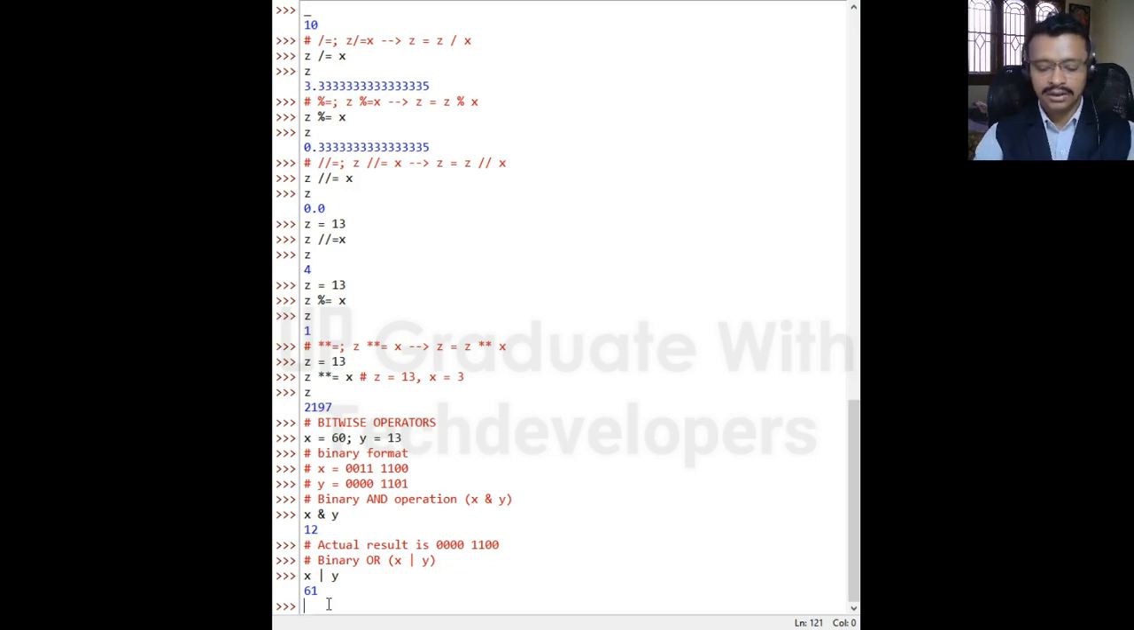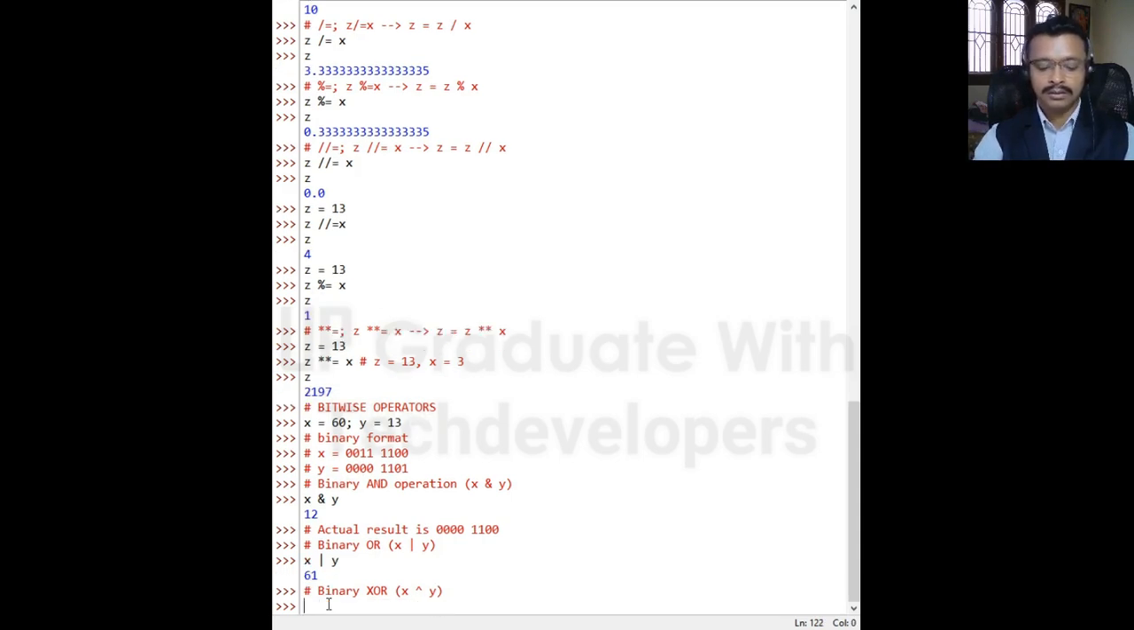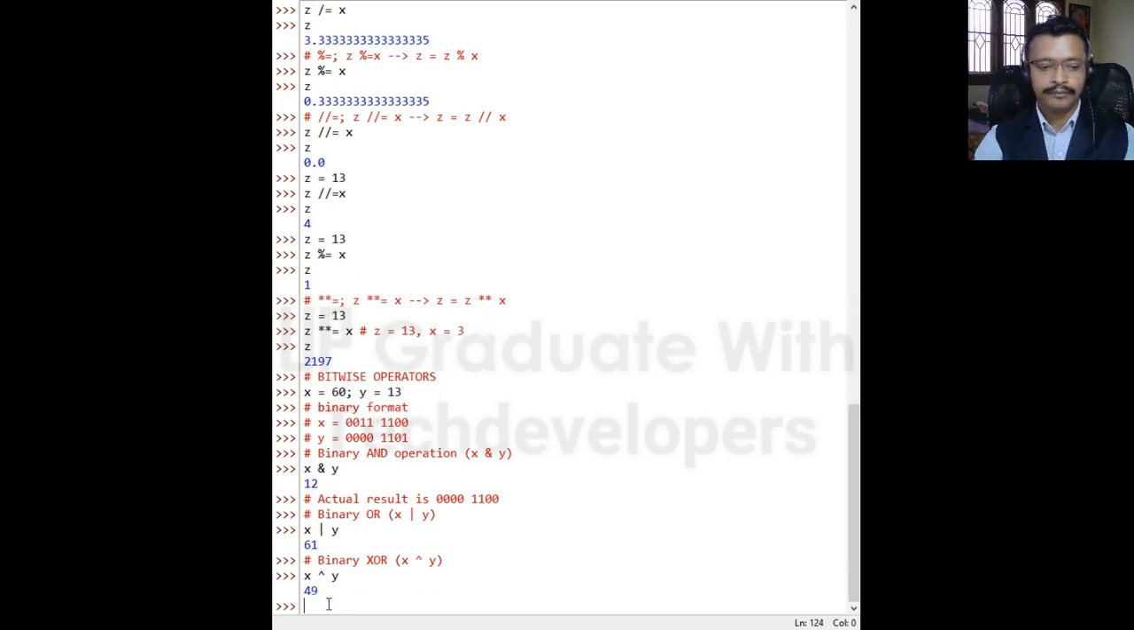Next we have binary XOR, and the symbol is x ^ y. Let us do that. x XOR y. The result is 49. So how it operates means it copies the bit if it is set in one operand but not both.